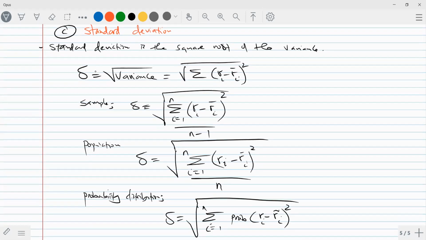So in case you have already obtained the variance, then simply get the square root of the variance to obtain the standard deviation. I hope it's all clear.